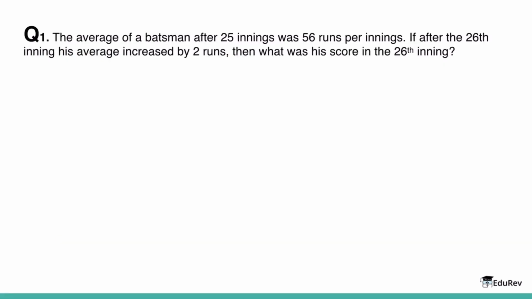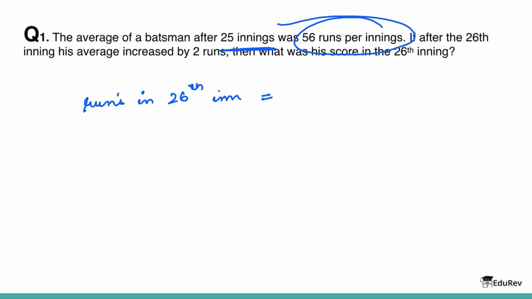So the first question says the average of a batsman after 25 innings was 56 runs per innings. If after the 26th inning his average is increased by 2 runs, then what was his score in the 26th inning? Alright, so it's a very easy one. What are the runs in the 26th inning? So let me write it down. Runs in 26th inning.